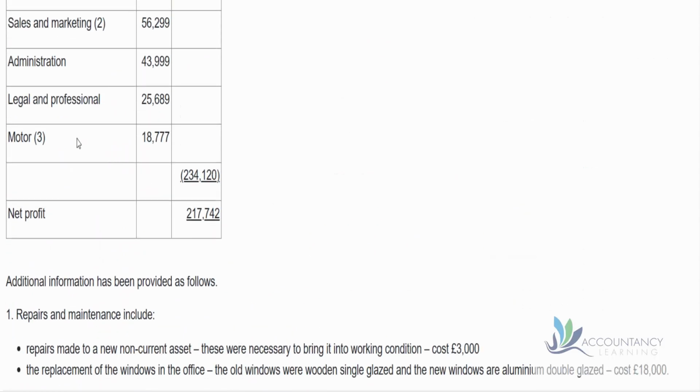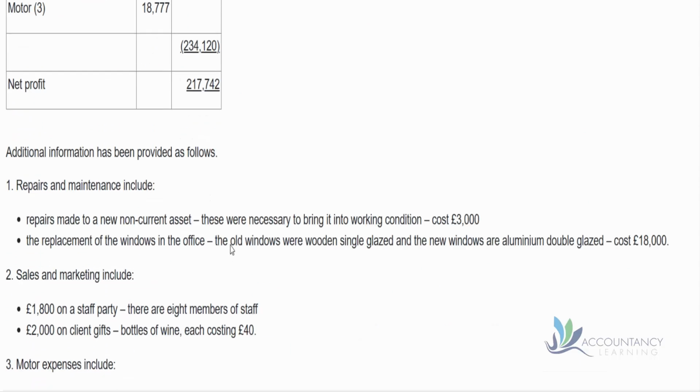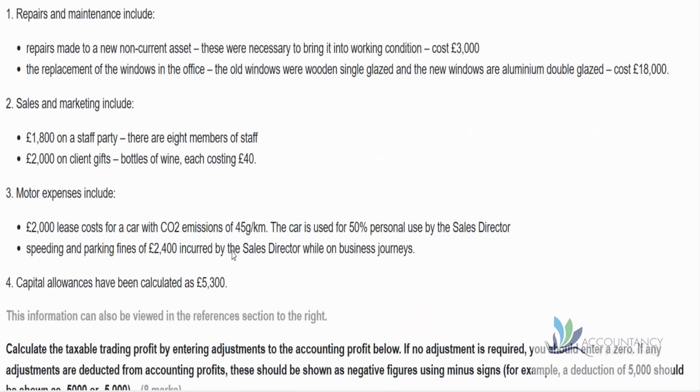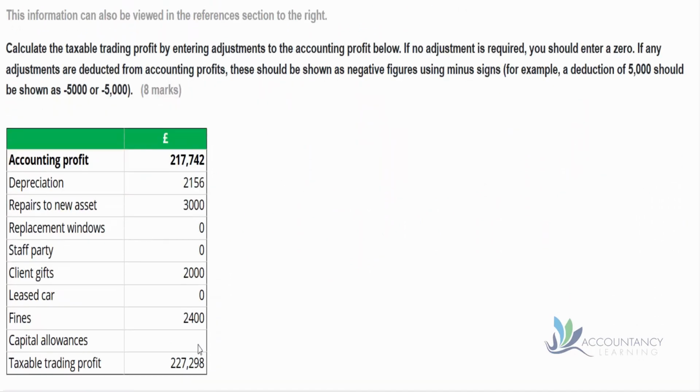Okay, let's go back to our table. So we've dealt with the motor expenses, and there's our cost and our net profit. Those numbers are already included in our answer. Is there anything else? We've dealt with note 1, note 2, note 3. Oh, we've not dealt with note 4. Capital allowances have been calculated at 5,300. So remember, capital allowances are the tax equivalent of depreciation, which we use to deduct from our profits before we calculate the tax due. So there we are. That's our taxable trading profits, the 221,998.